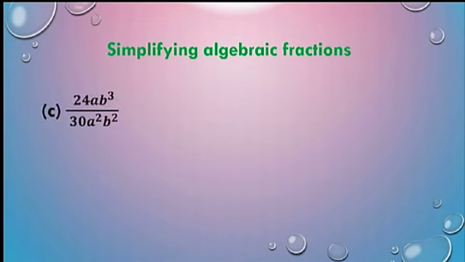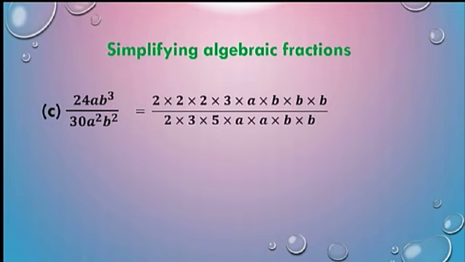Another example, 24ab cubed as numerator and 30a squared b squared as denominator. We write them in expanded form, then cancel out all common terms from numerator and denominator. After cancelling the common terms from numerators and denominators, here we are left with 2 times 2 times b in the numerator and 5 times a in the denominator. So 2 times 2 is 4, times b is 4b, and in the denominator 5 times a is 5a.